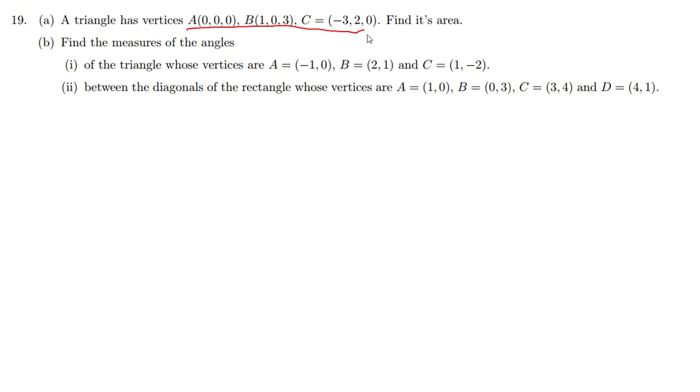So let's quickly look at this question, which is part B of question 19. Part B of question 19 says find the measures of the angles of the triangle whose vertices are that. Okay, so this question is simple. You just have to be a little bit imaginative to answer it, because you have a triangle like that.